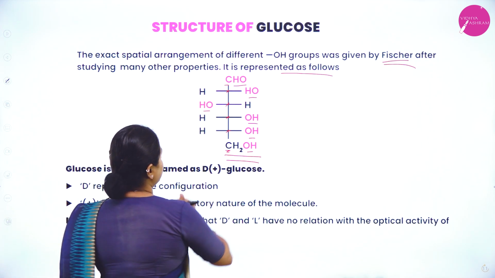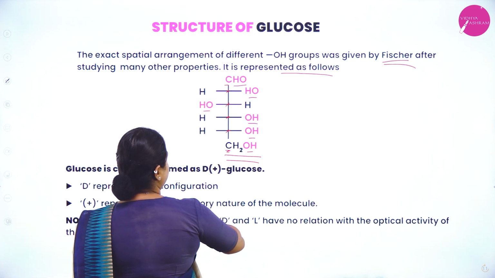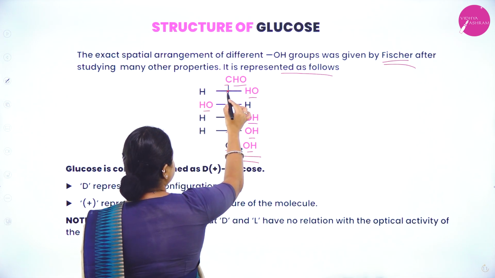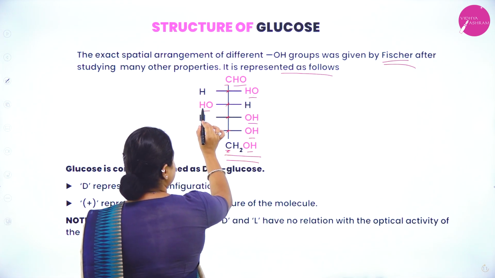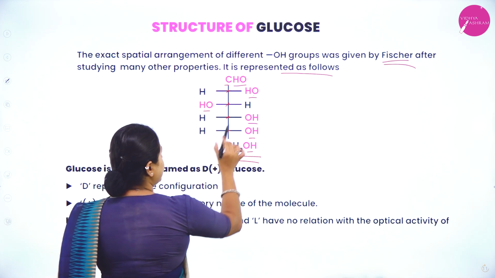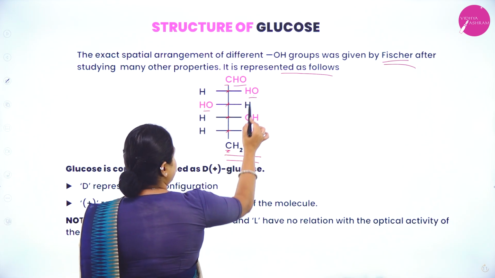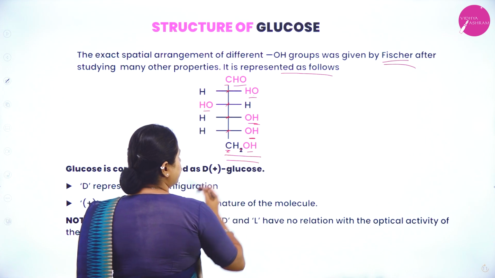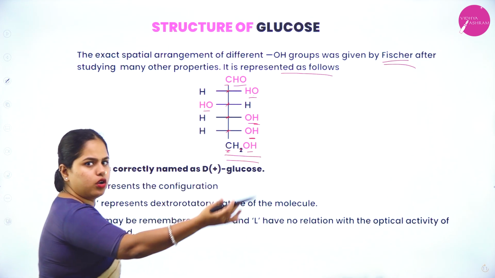So now you can see all the 6 carbon atoms are written here, and the hydroxyl group is present on the second carbon atom, and on the third, fourth, fifth and sixth, right? But you can see in the second carbon atom, fourth carbon atom and the fifth carbon atom, the hydroxyl group is written on the right side.